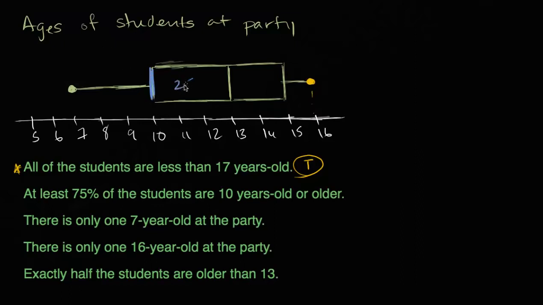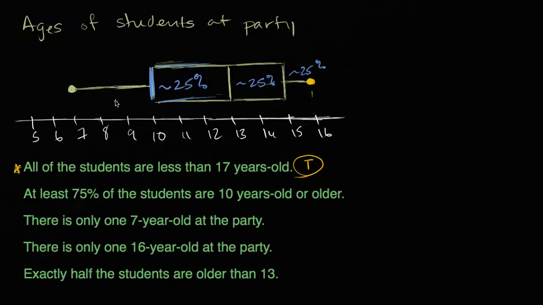So roughly 25%, sometimes it's not exactly, so approximately 25% are going to be in this second quartile, approximately 25% are going to be in the third quartile, and approximately 25% are going to be in the fourth quartile. So it seems reasonable for saying 10 years old or older that this is going to be true. In fact, you could even have a couple of values in the first quartile that are 10.